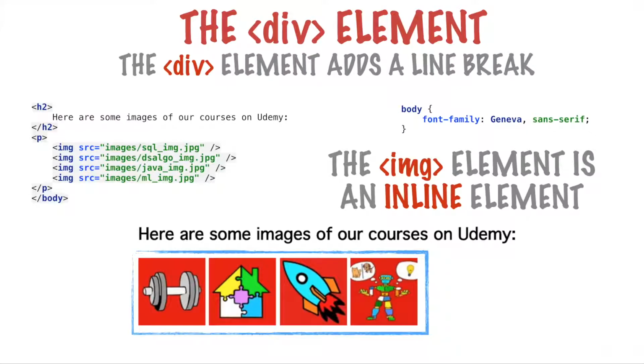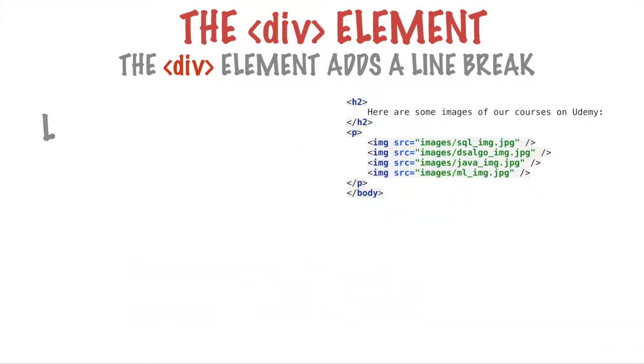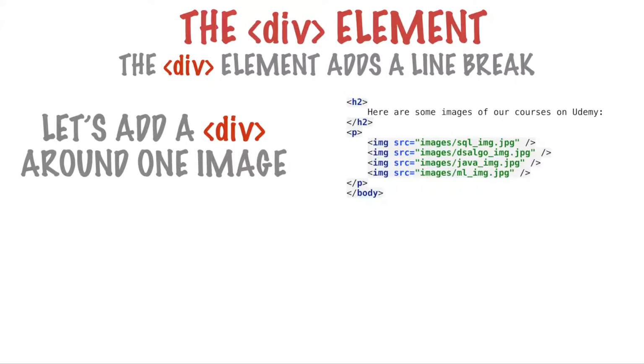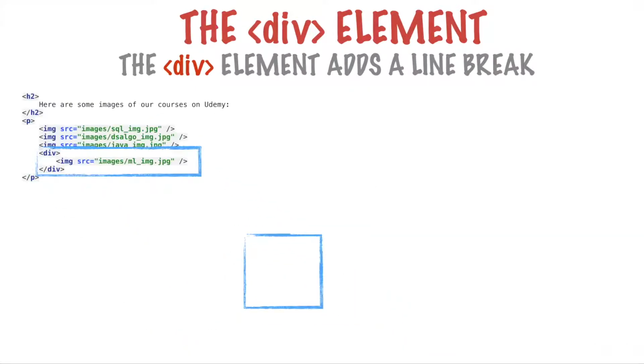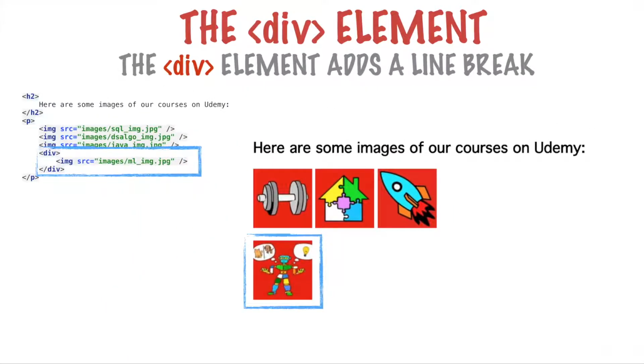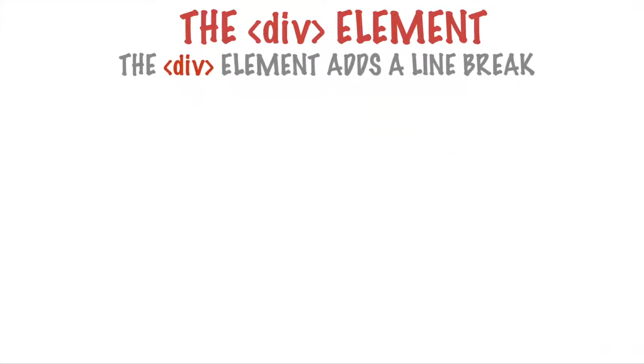And that's why, even though we had the 4 image tags in the HTML code laid out vertically, the images appeared horizontally. Let's now prove that adding a div around one image causes a line break to be inserted by the browser. It's very simple. We just enclose the last of the images within a pair of div tags, opening and closing div tags. And now when we run our HTML code on the browser, we can see instantaneously that the last of the images has been folded over, it has been wrapped onto the next line. So we have proved conclusively that the div element in fact adds a line break.